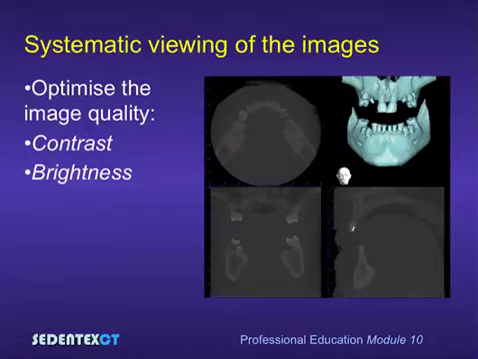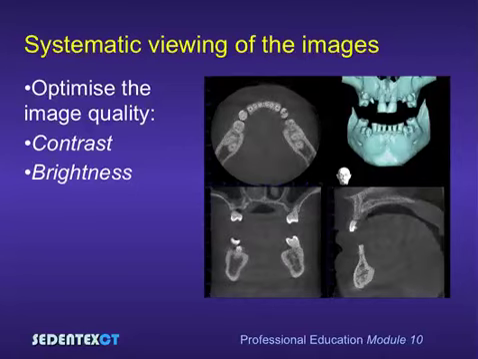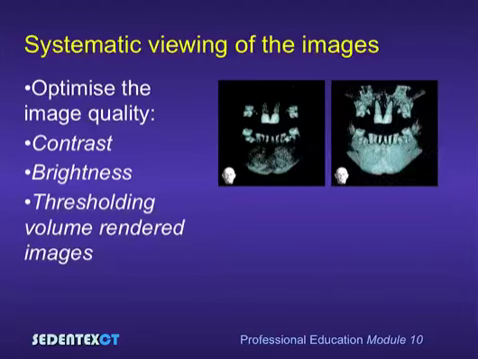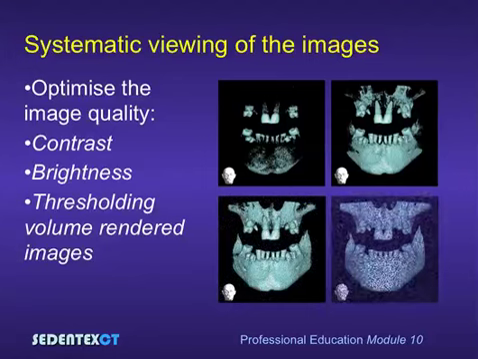Having checked the scout views, it's then important to optimize the image quality. When you acquire the CT images, very often they are not optimized for contrast and brightness, and your first task is to make this as good as you can, subjectively, of course. In addition, you should optimize the image quality of the volume rendered images, which are not always in an ideal situation at the start. This means thresholding them to what appears to be an appropriate level.